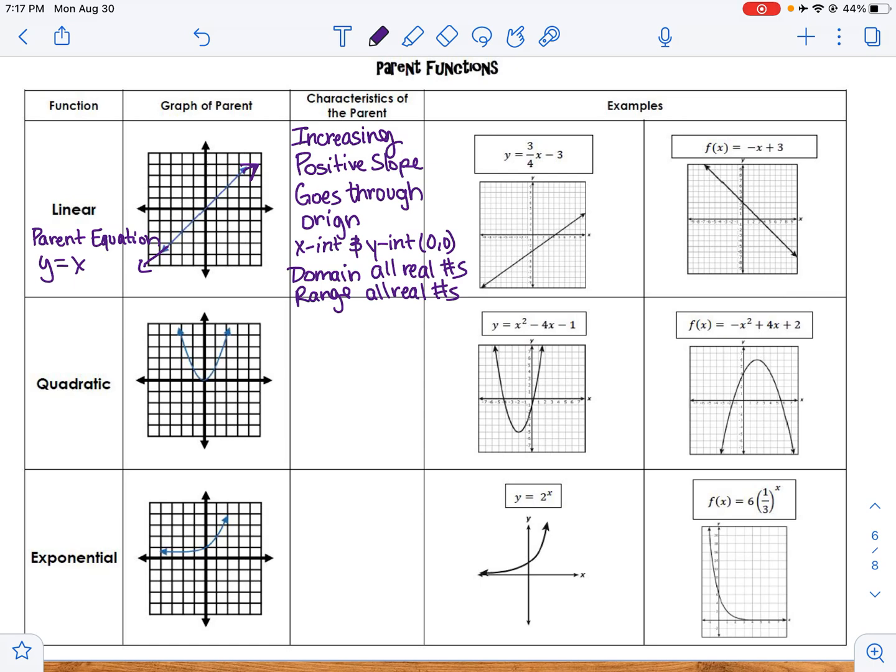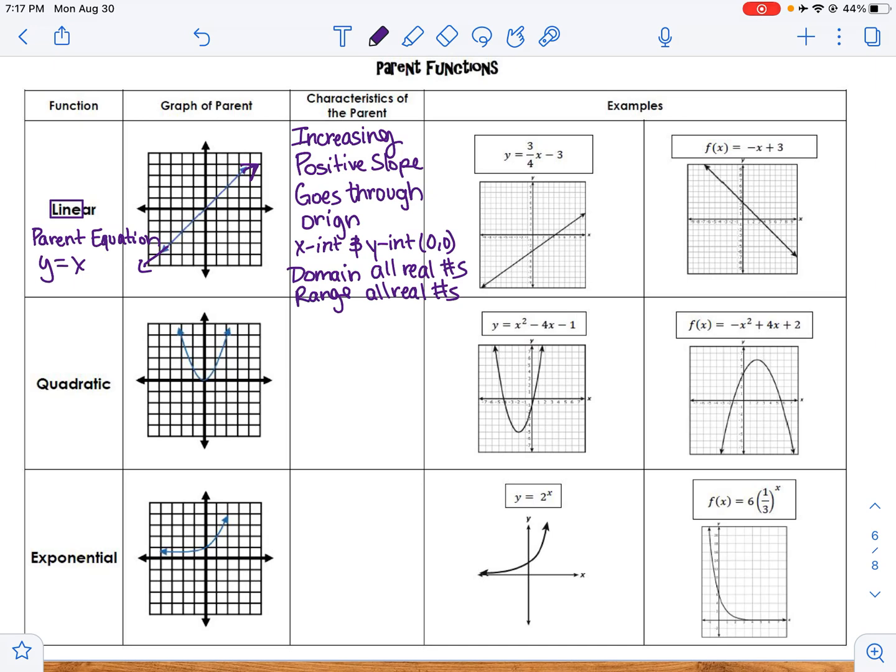Now, looking at the equations, we need to be able to identify that these are linear functions just by looking at the equations, and being able to determine that the parent equation is y equals x. Looking at the graph, again, we need to be able to determine that it's a linear function. Linear has the word line in there, so that kind of helps us remember that linear functions are lines.